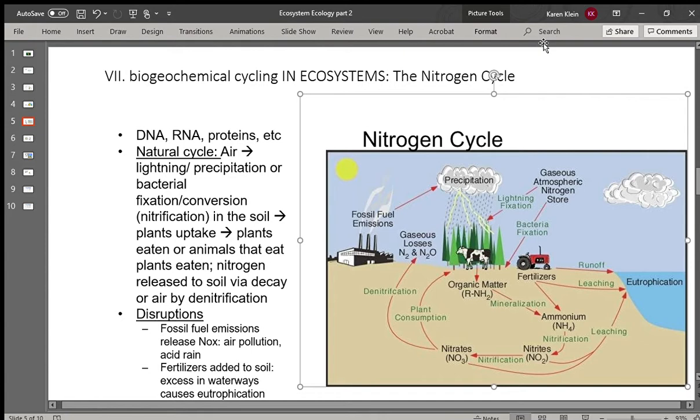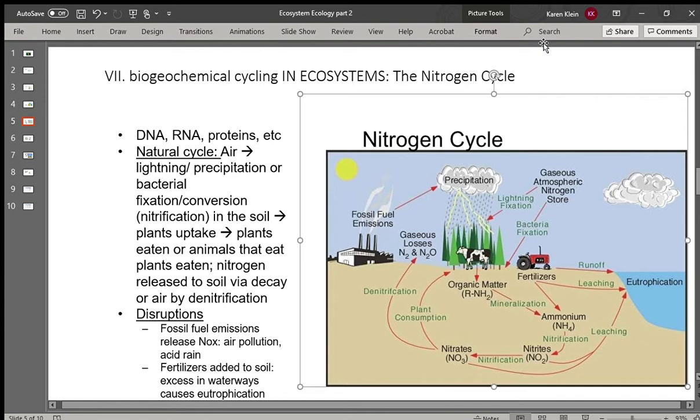If a job needs to be done in a living organism, it's almost always done by a protein. The proteins that make up your muscles, the proteins that make up your hair, the proteins that make up your fingernails, proteins that make up hormones, these all contain nitrogen. So nitrogen is important for so many reasons.